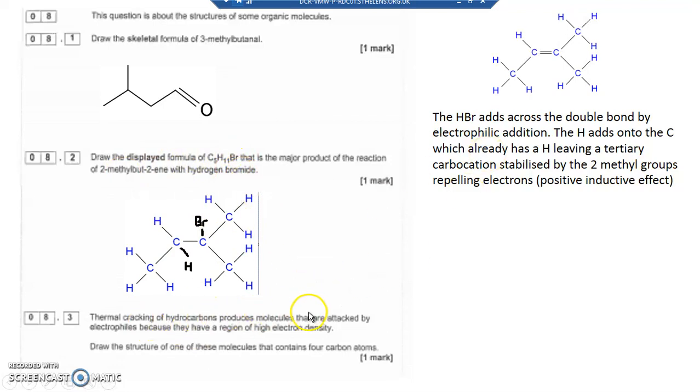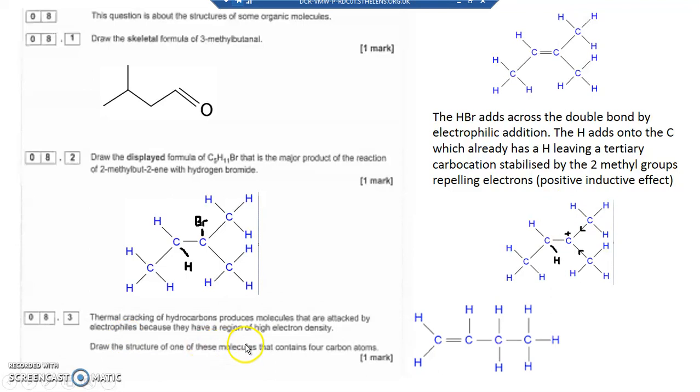Thermal cracking of hydrocarbons produces molecules that are attacked by electrophiles. Sorry, I've drawn the carbocation there. Once the H joins on the carbocation there, and the Br minus is going to join onto here. Draw the structure of one of these molecules that contains 4 carbon atoms.